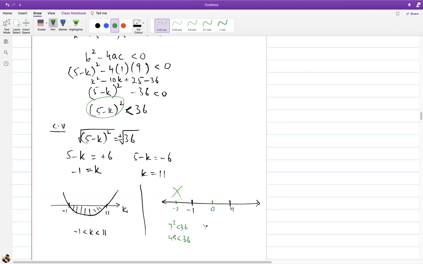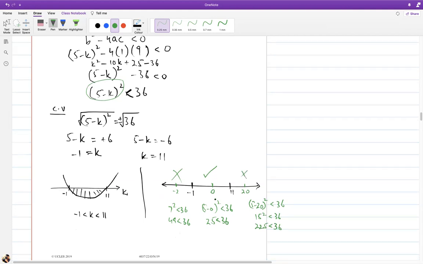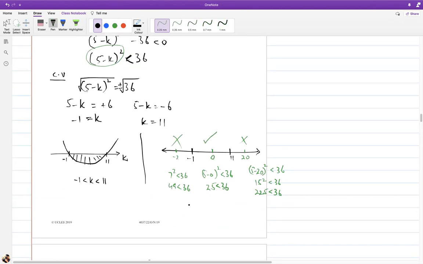So on the left side, I have (5 minus 0) whole squared less than 36. 25 less than 36. Yeah, that is correct. So I'll be like, okay, this is valid. Then I pick a number from here. Maybe I'll pick 20. So (5 minus 20) whole squared less than 36. That gives me 15 squared, which is 225. In no universe I know of is this true. So I'll simply say, okay, this is the region where my answer is valid. So minus 11 is less than k less than 11.